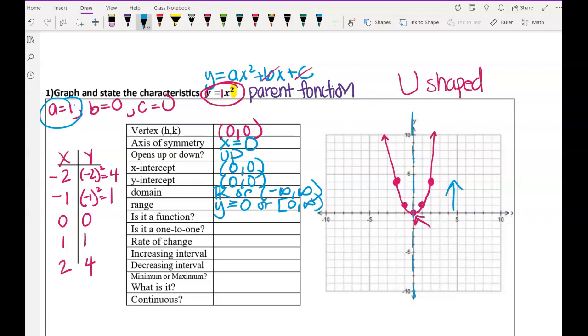Is it a function? Yes, it is. Now, is it a one-to-one? That's even more important. If we make a horizontal line test, it crosses twice, so no, not a one-to-one.